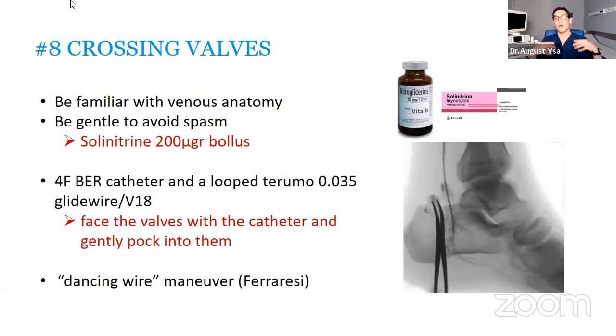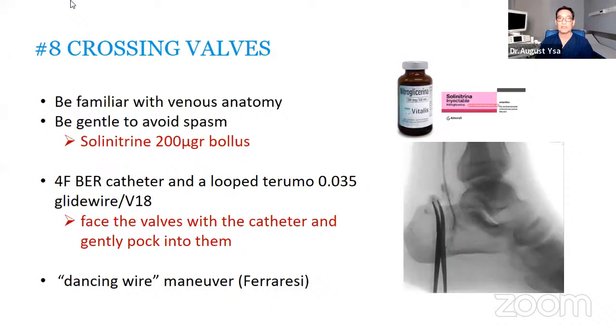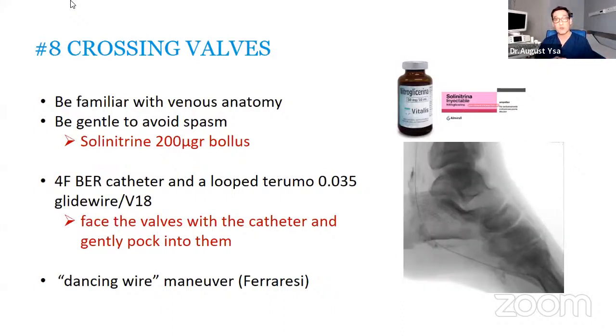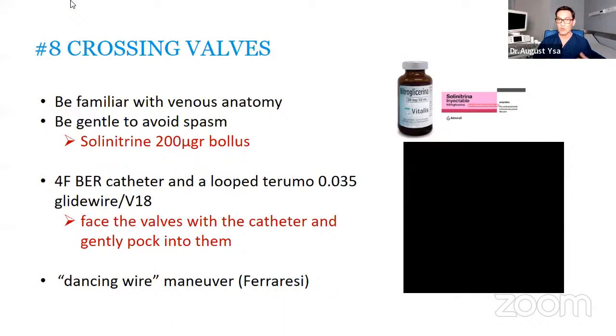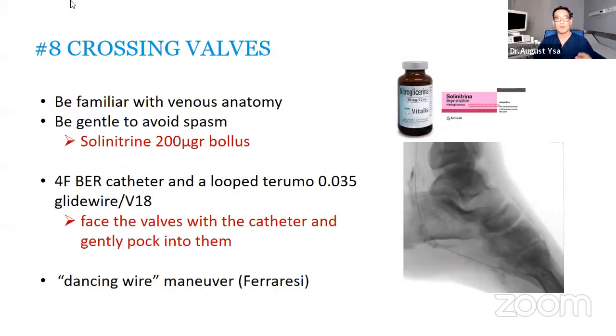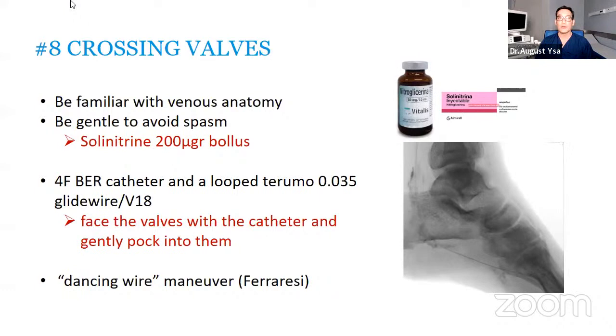Then once you are already on the foot, you need to cross the remaining valves of the lateral plantar vein. At this stage, this is really important. You need to be, again, familiar with the anatomy and really need to be gentle because they are quite spasmodic vessels. And if you end up in a sort of spasm, I would recommend a bolus of nitro, which is pretty effective. We cross this valve using a Western catheter and loop wire maneuver, poking into the valve and then crossing the valve. But alternatively, you can also use the dancing wire maneuver from Roberto Ferraresi.